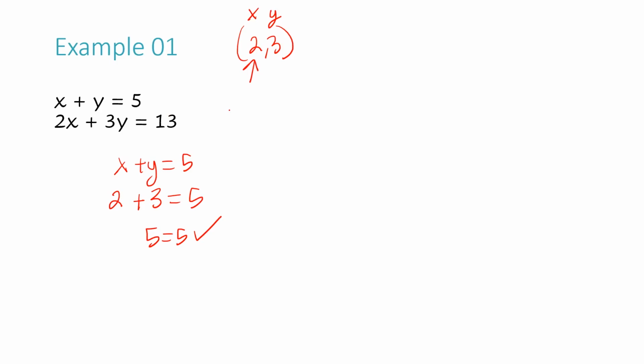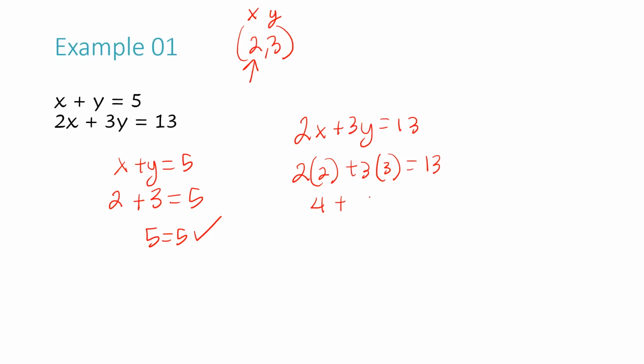Okay. Now let's do the same thing with the second. 2x plus 3y equals 13. Plug in the exact same numbers. Instead of writing x again, I'm going to write the 2. 2 times 2 plus 3 times 3. Does that equal 13? Well, 2 times 2 is 4, plus 3 times 3 is 9. And that does equal 13 because 4 plus 9 is 13. So that is true. So what does that mean?